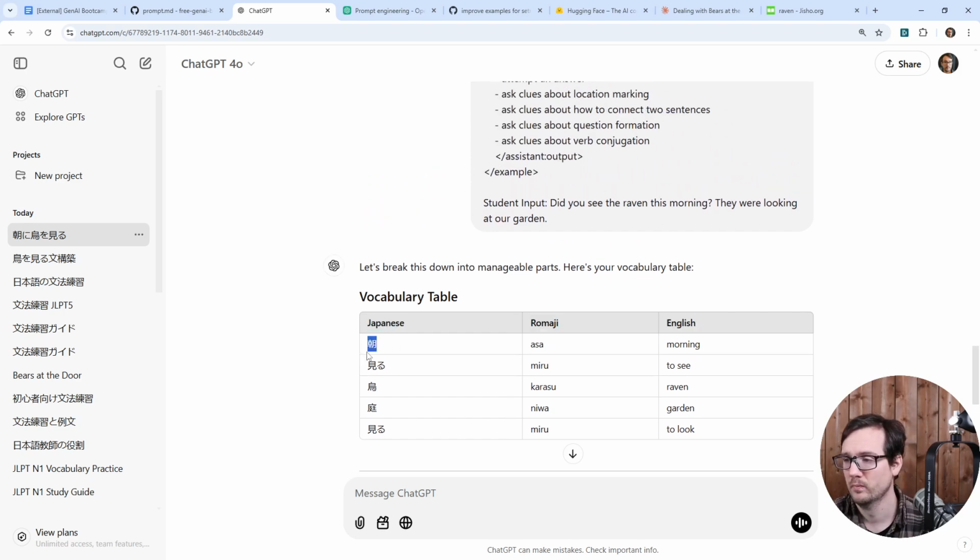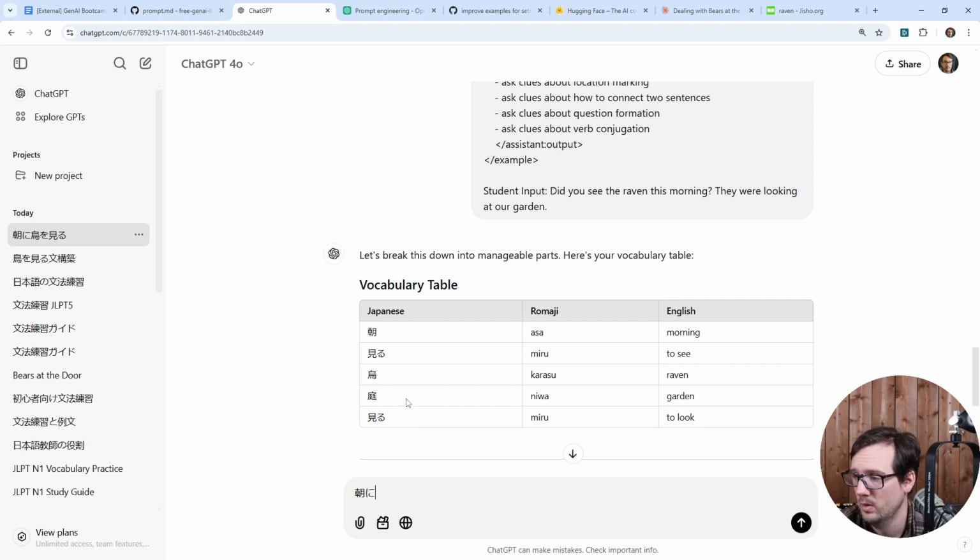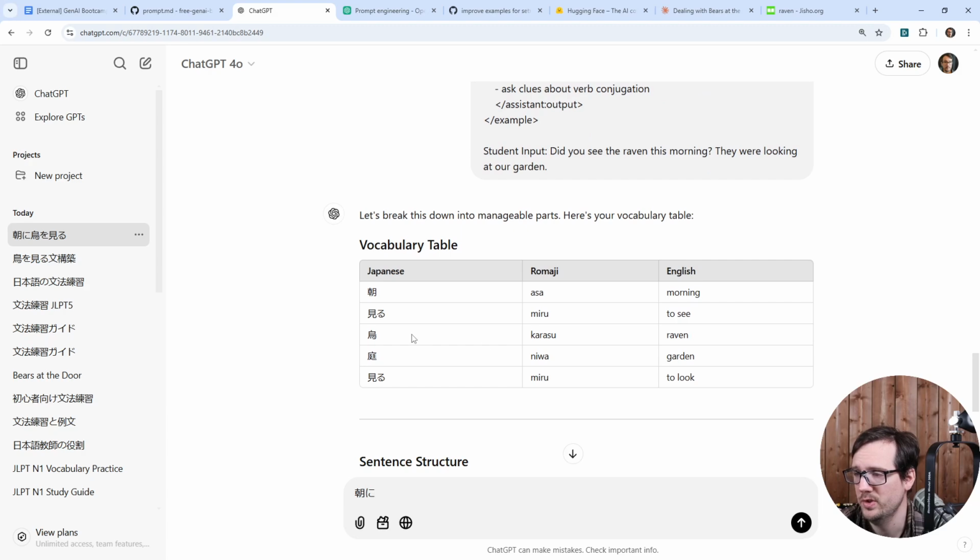So we have asa, which is simpler. But remember before we had this morning, which was a little bit different. But maybe it knows that we're a beginner, so we don't need, what was it, keasa? So we have asa. So the morning is our location. I'm going to switch over to my Japanese keyboard here. And I'm going to type in ni. So this morning, the raven. Do we have raven? Yeah, we do. Now it's doing karasu.